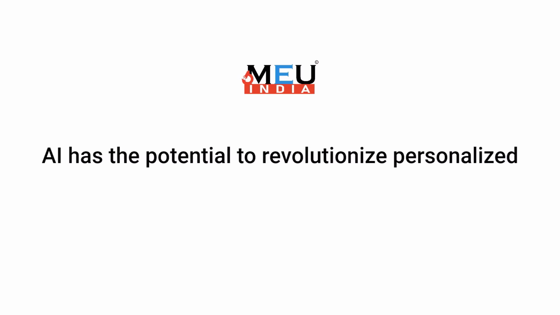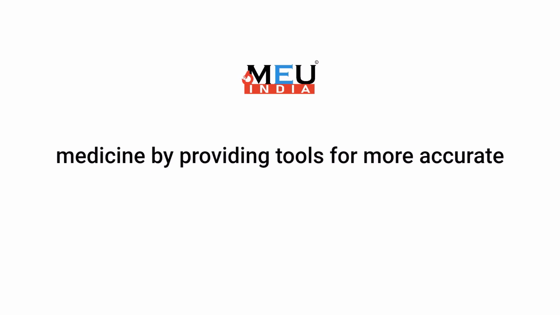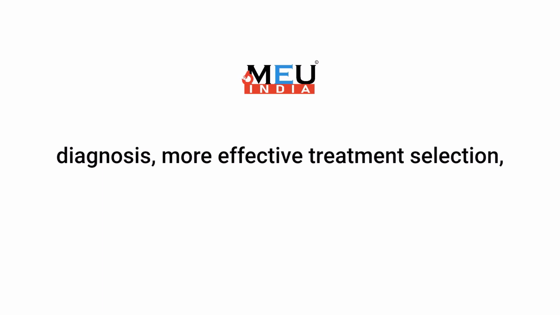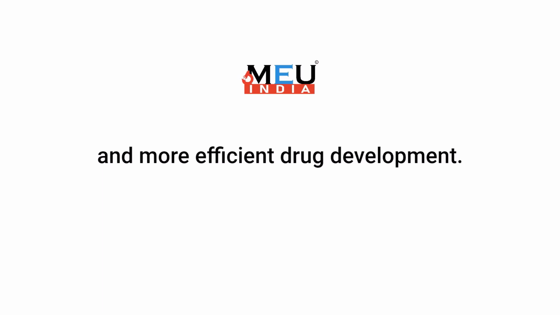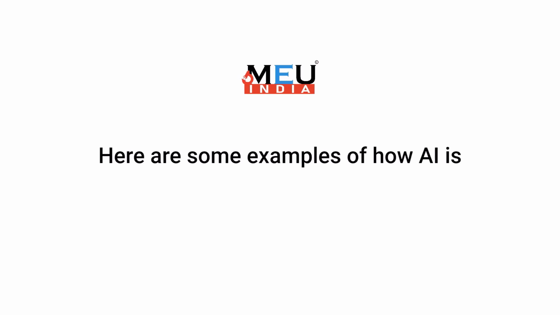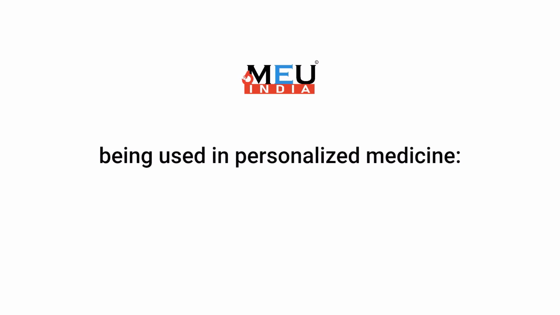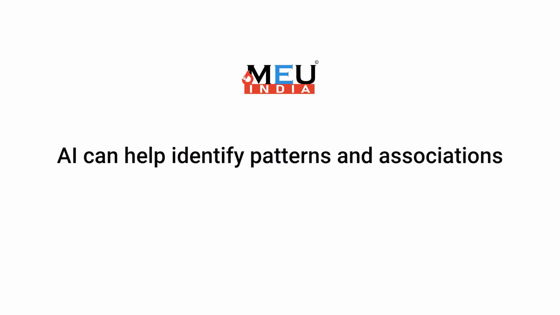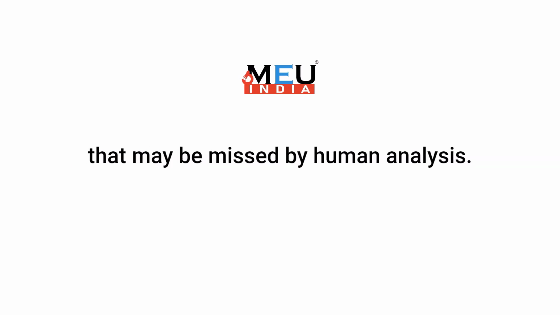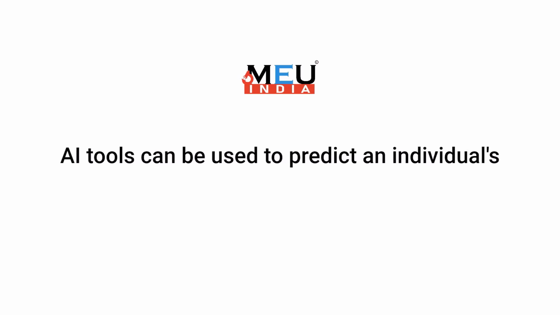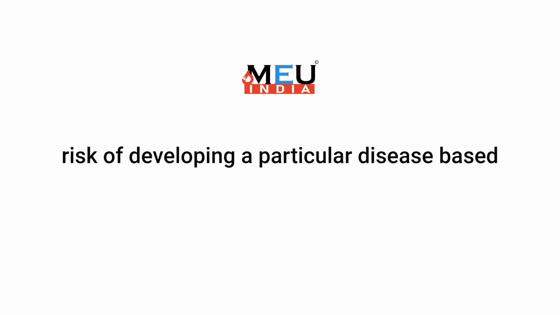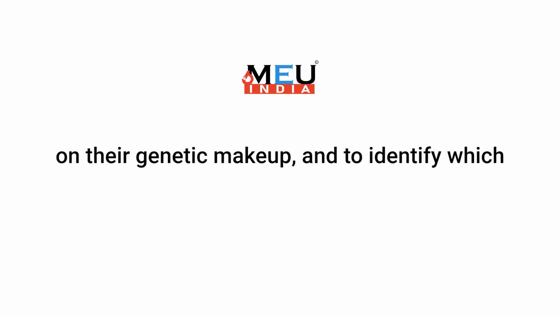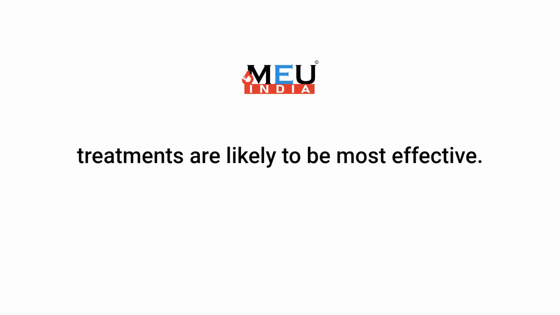AI has the potential to revolutionize personalized medicine by providing tools for more accurate diagnosis, more effective treatment selection, and more efficient drug development. Here are some examples of how AI is being used in personalized medicine. 1. Genomics and AI. Genomic data is complex, and AI can help identify patterns and associations that may be missed by human analysis. AI tools can be used to predict an individual's risk of developing a particular disease based on their genetic makeup, and to identify which treatments are likely to be most effective.